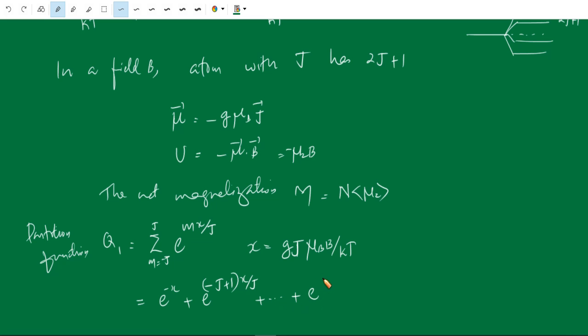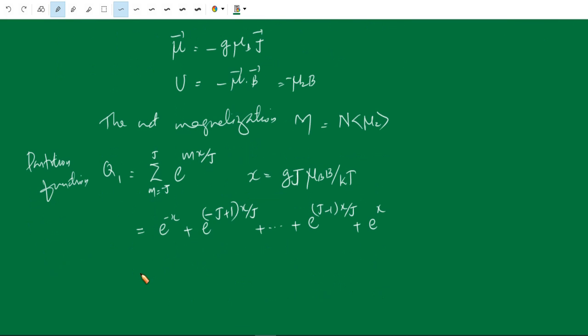e raised to (J minus 1) x divided by J, plus, the final term will be e raised to x. Okay, so we can take e raised to minus x common from all these terms. So the first term will be 1 plus e raised to x divided by J, then e raised to 2x divided by J, plus etc. The last term will be e raised to 2x.